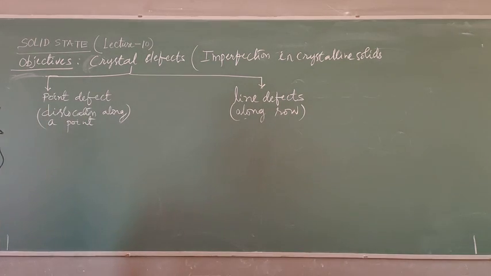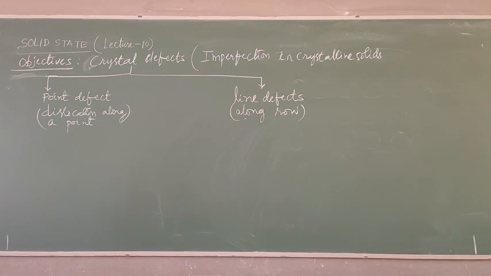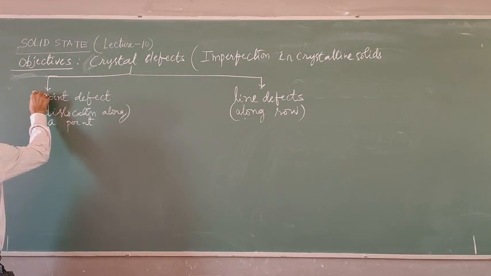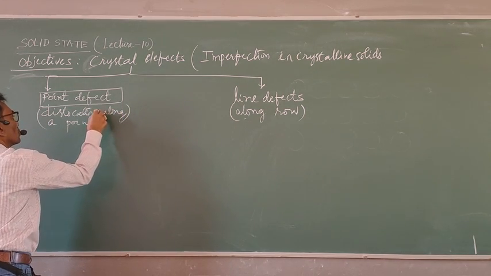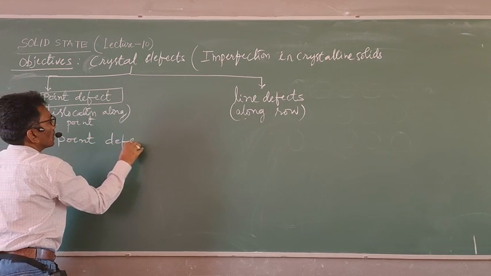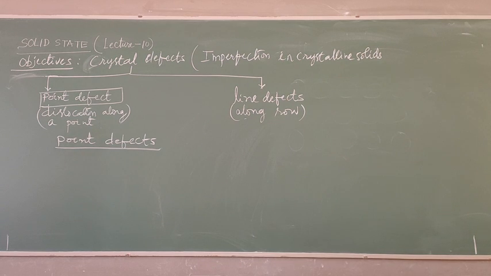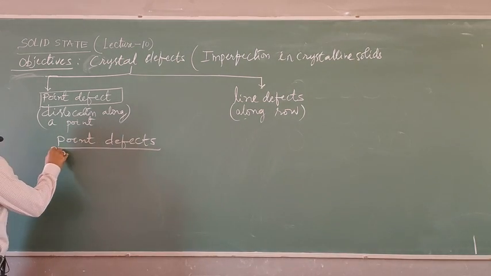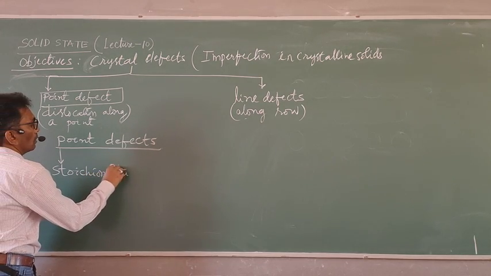This is the area we are going to discuss in detail: point defects, which are observed as a dislocation along a point, or imperfection along a point. Point defects are further classified based on the situation. Taking an overall view, point defects are classified into various types: stoichiometric and non-stoichiometric defects. Without changing the formula, that is known as stoichiometric defects.